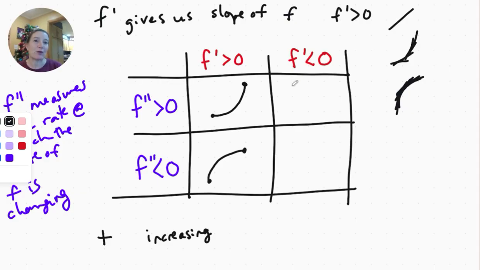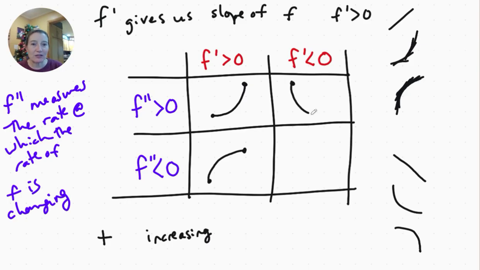If f prime is negative, then I get these three possibilities. And this one's a little bit trickier to get, because if f prime is negative and f double prime is positive, you might think that the slope is getting more accentuated, but really what's happening is that the slope here is approaching zero. The slope is getting less negative. The slope of f is getting less negative. And down here we've got the slope of f is negative everywhere, and it is becoming more negative.